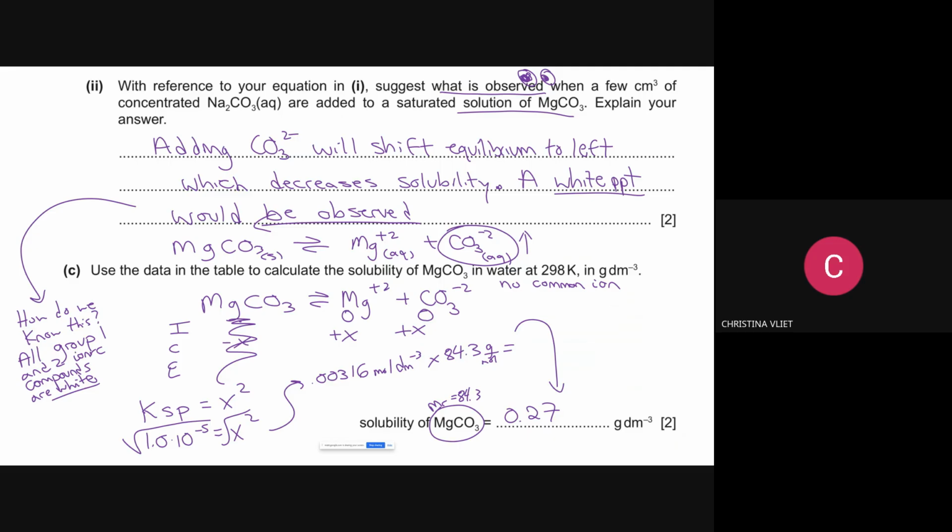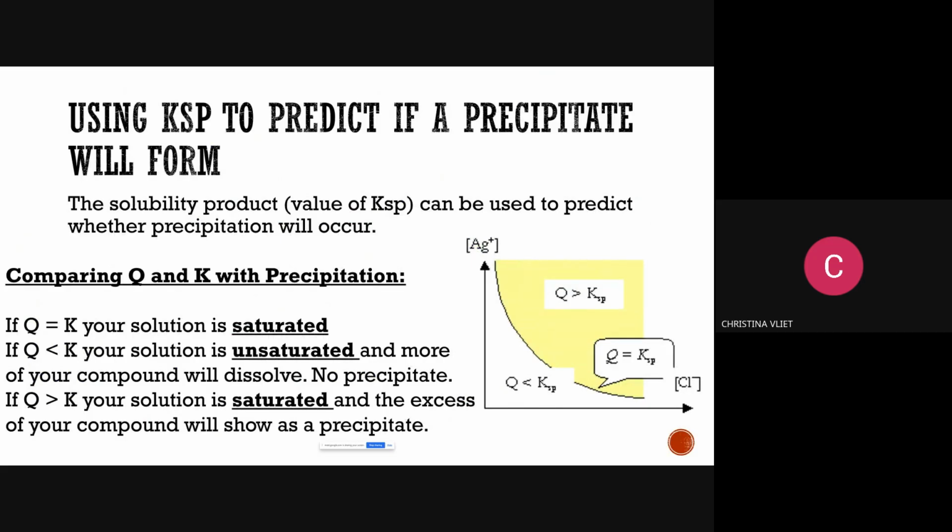All right. So the last topic: using Ksp to predict if a precipitate will form. There is a concept that I never see Cambridge talk about, but if you were to take any chemistry class beyond here, it'll show up. And it's this concept of Q. And so I want you to write down that Q is the non-equilibrium K, meaning that whatever we have is not at equilibrium.